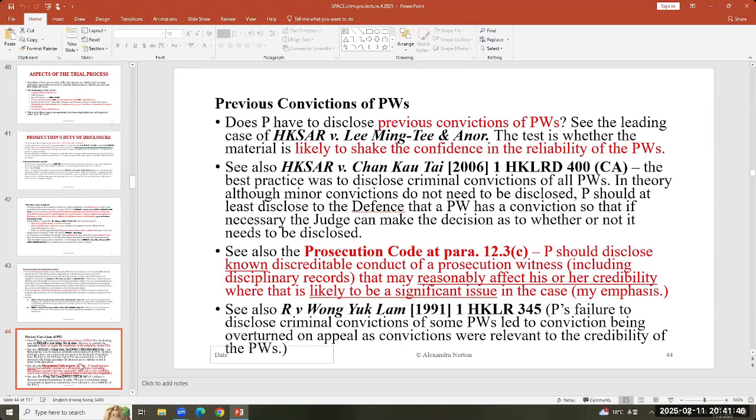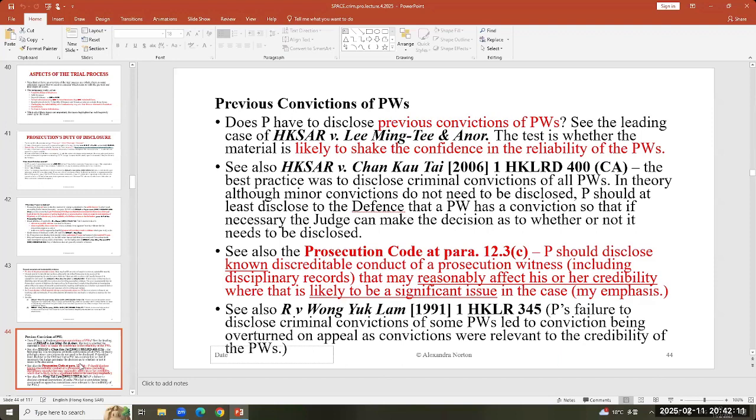So I would say the two leading cases that you need to be familiar with on disclosure are Li Ming Ti and Chan Kao Tai. And also the provisions of the prosecution code, right? Paragraph 12. So the prosecution have to disclose known discreditable conduct that may reasonably affect the credibility of the witness where it's likely to be a significant issue in the case.